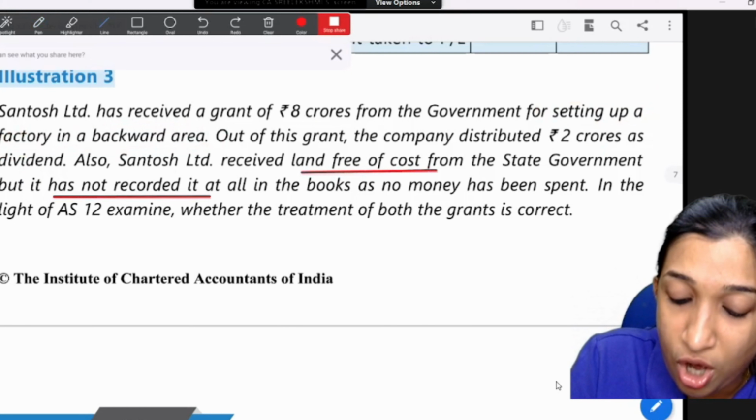Okay, fine. What is a government grant? Should I study the definition of government grant? If you can write the definition, it is the best. But here, not the definition, the meaning. Government grant is a government assistance.